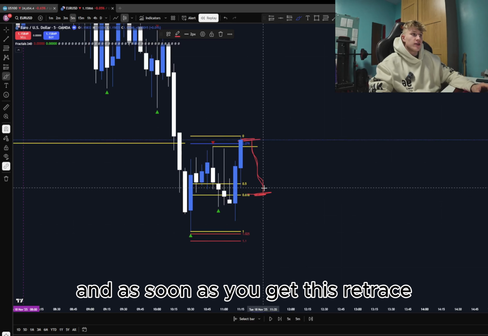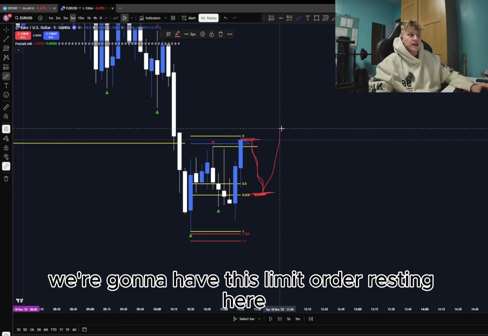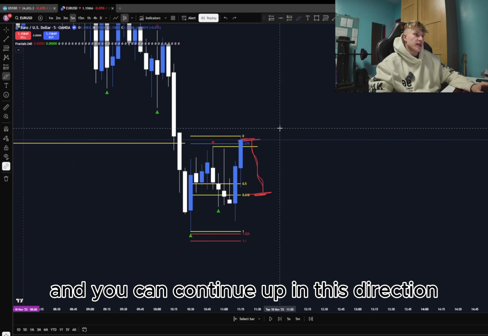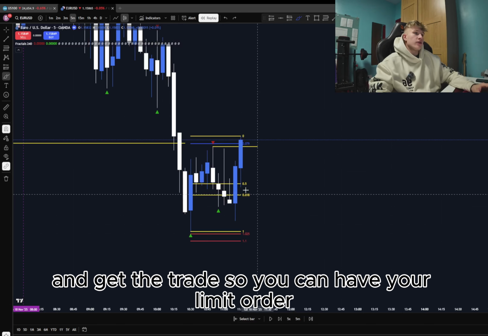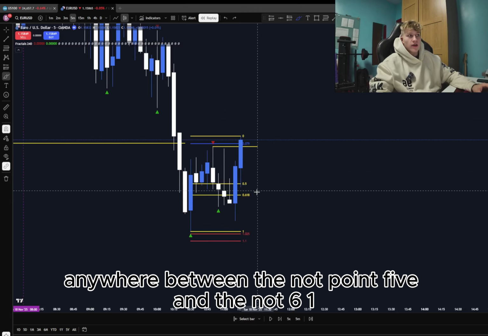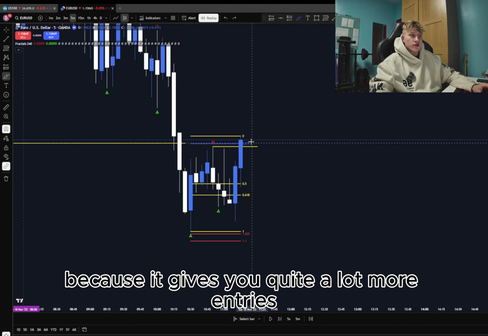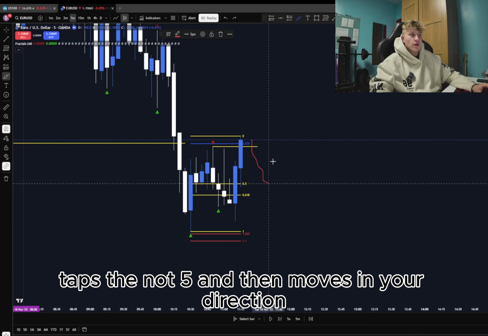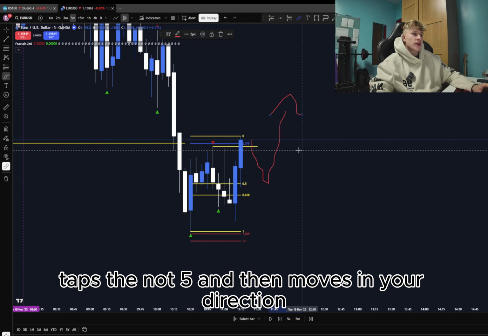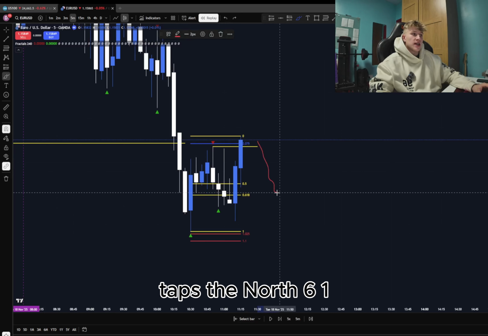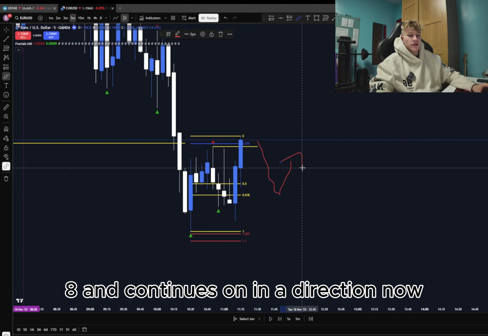And as soon as you get this retrace, we're going to have this limit order resting here, and you can continue up in this direction and get the trade. So you can have your limit order anywhere between the 0.5 and the 0.618. A few guys like to have it on the 0.5 because it gives you quite a lot more entries. There'll be times that price comes down, taps the 0.5 and then moves in your direction. But there will also be times where it comes down, taps the 0.618 and continues on in your direction.